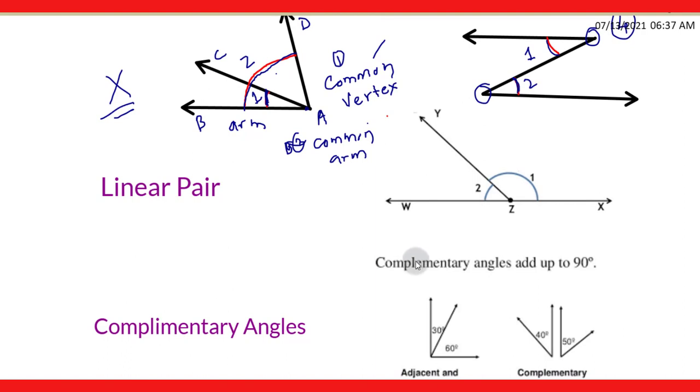Now see the next. Next is the linear pair. Linear pair means what? It is a pair of adjacent angles. So all the properties of the adjacent angles will be applicable here. Correct? So what is a linear pair? It is a pair, meaning two angles. It is a pair of adjacent angles.